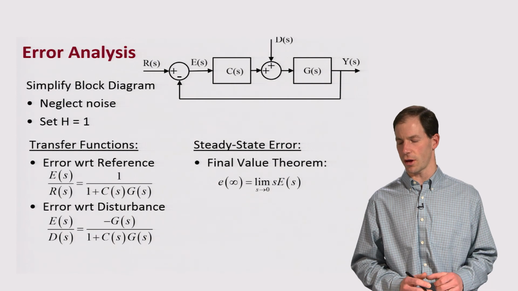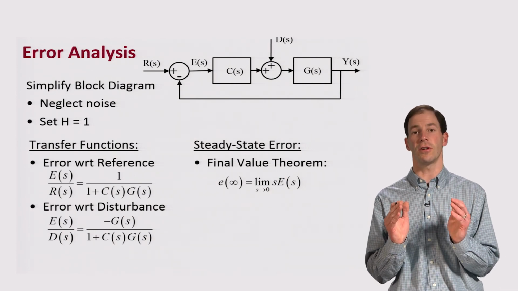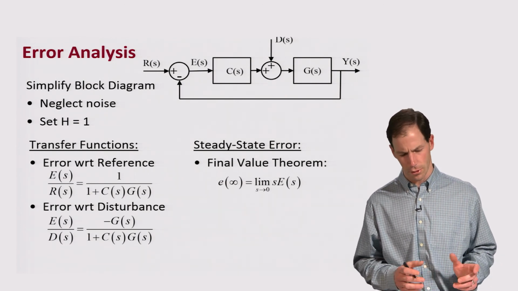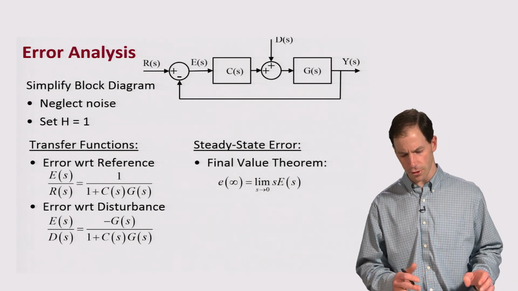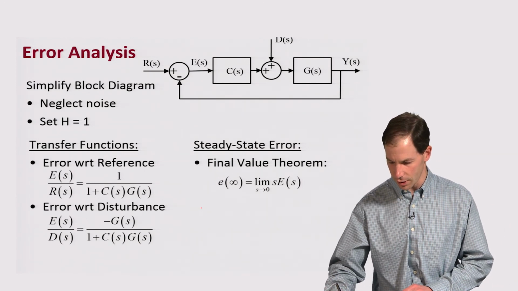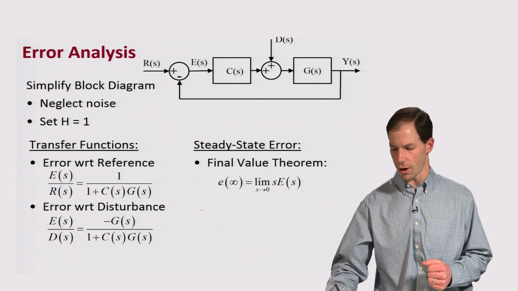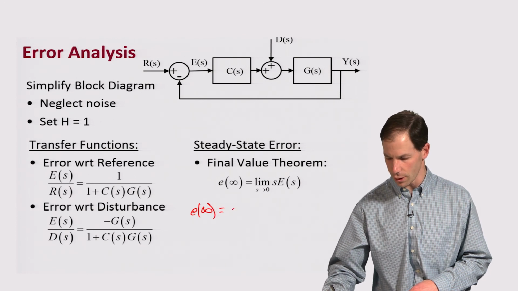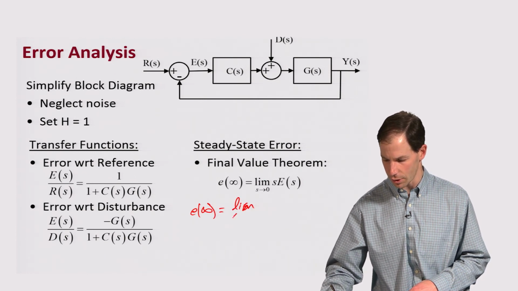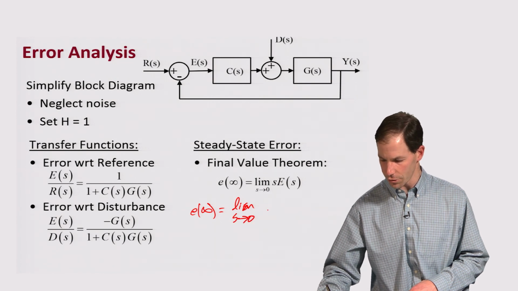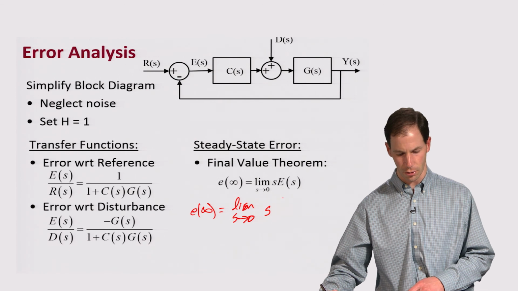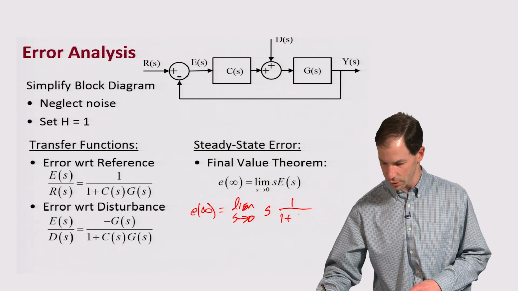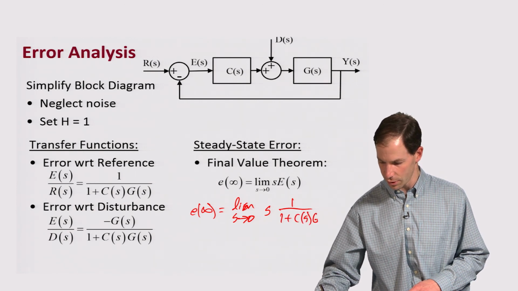The final value theorem simply says that e(infinity), that is, e(t) as time goes to infinity, is equal to the limit as s goes to 0 of s times E(s). So what do I mean by that? Well, it looks something like this for a given input. Let's say that I'm looking at the error with respect to the reference. In that case I could say e as time goes to infinity is just equal to the limit as s goes to 0 of s times what I have for E(s), which in this case is going to be 1 over 1 plus C(s) times G(s).